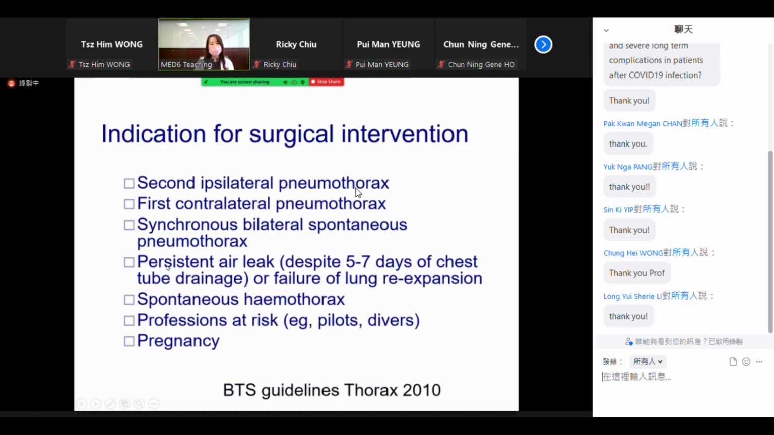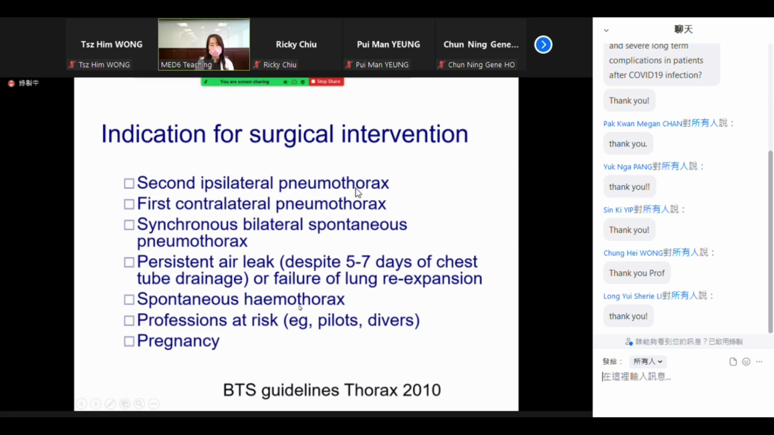And also, if the patient has a persistent air leak, that means we insert the chest drain, even though the lung has been expanded, there's still an air leak from the chest drain. That means the visceral pleura is not healed at all. If more than 5 days, then it's defined as persistent air leak. Then we have to refer to surgery. Or after we insert the chest drain, the lung fails to re-expand even with suction applied, then we have to refer as well.